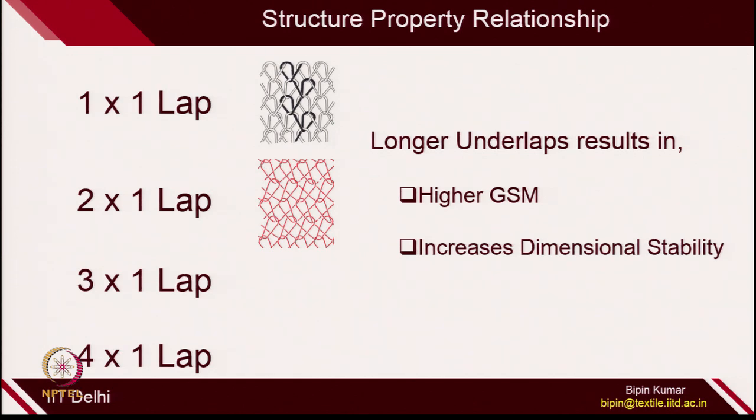But our main focus is on two bar constructions, because 70 to 80% of warp knitted structures are actually two bar constructions, where you use two guide bars, front guide bar and back guide bar, to provide yarn to individual needles.